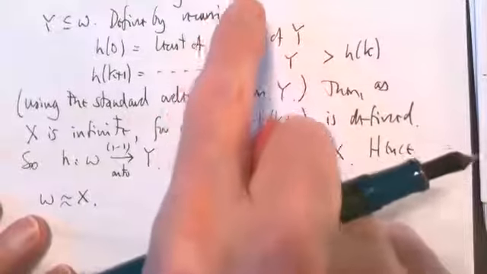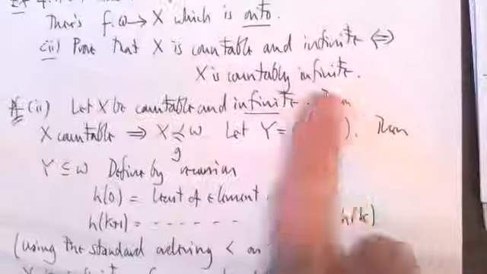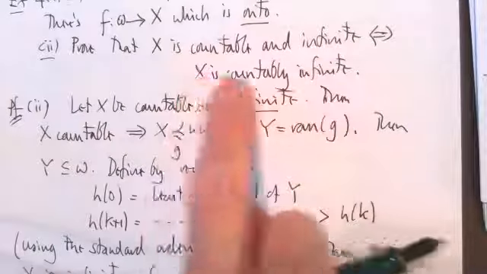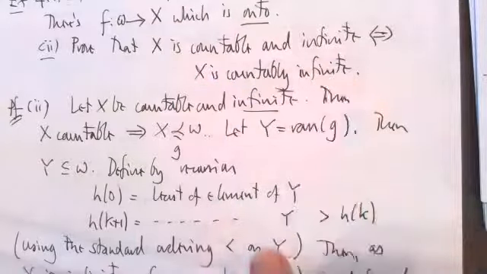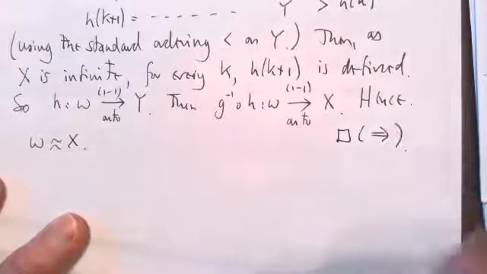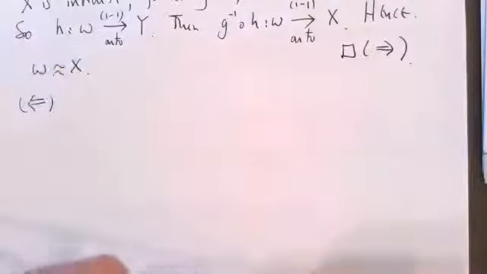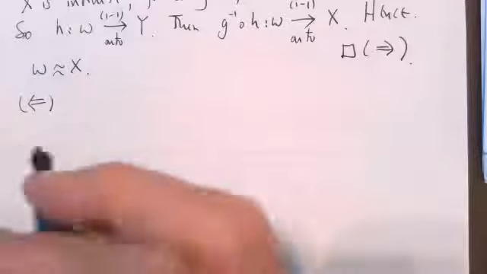So that proves the direction from left to right. We assume this, and we prove that X is countably infinite. So that finishes the left to right direction. And here's the right to left direction, which is easy.